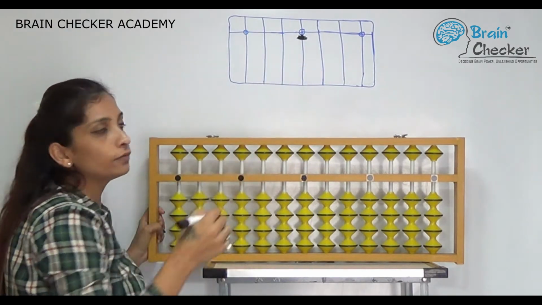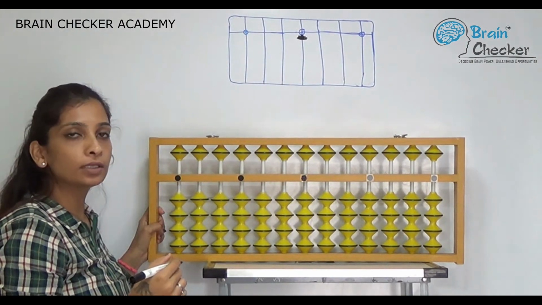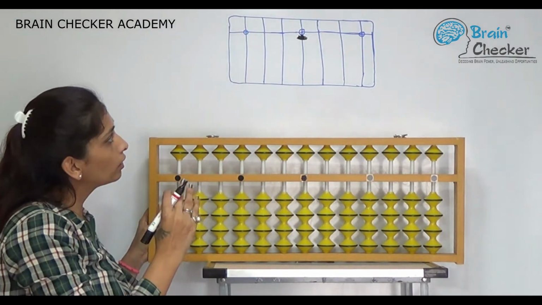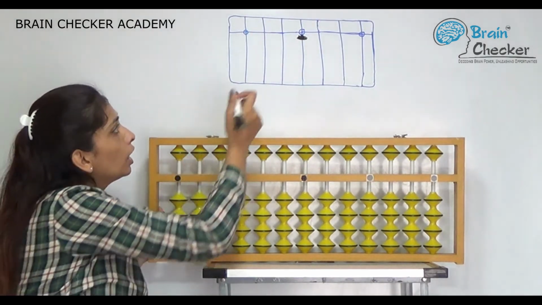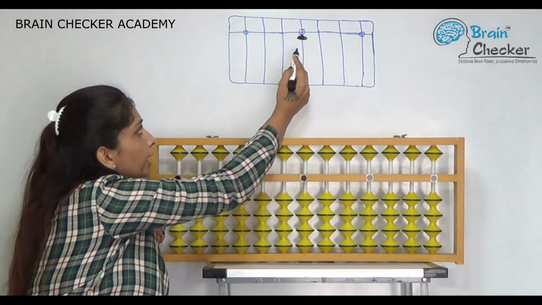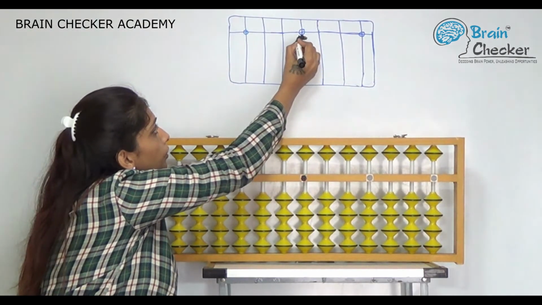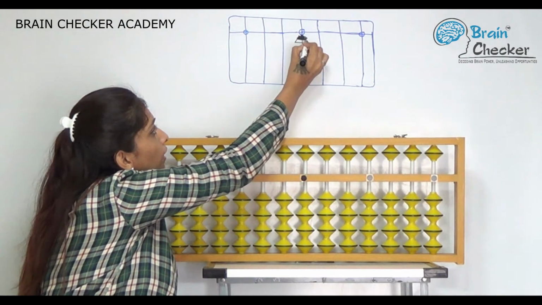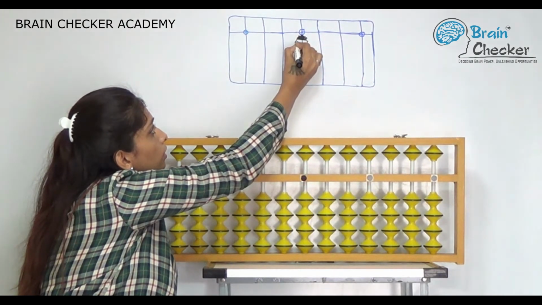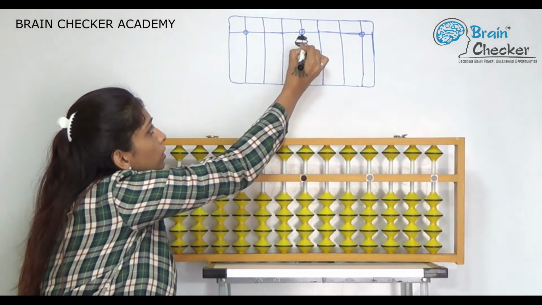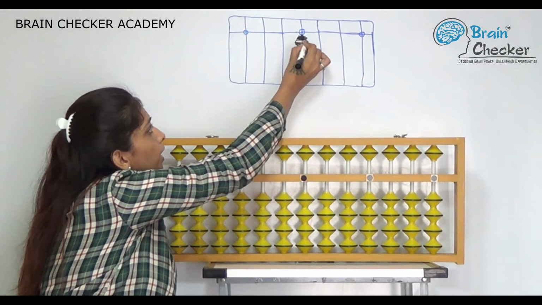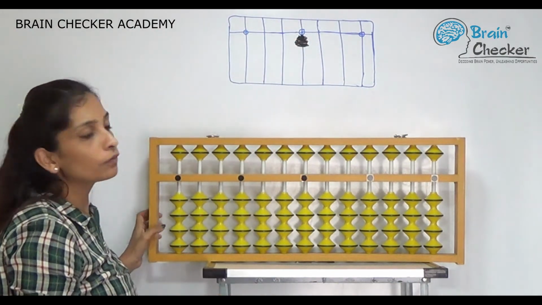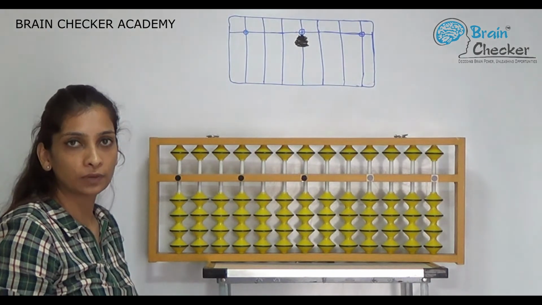Now if I say I want number 2 on the abacus, how will I draw it? Because 1 is already there, I will draw 2 bits more. So in total I will have 3, right? I hope you are getting it. If not, practice the worksheet, you will understand the concept. Okay?